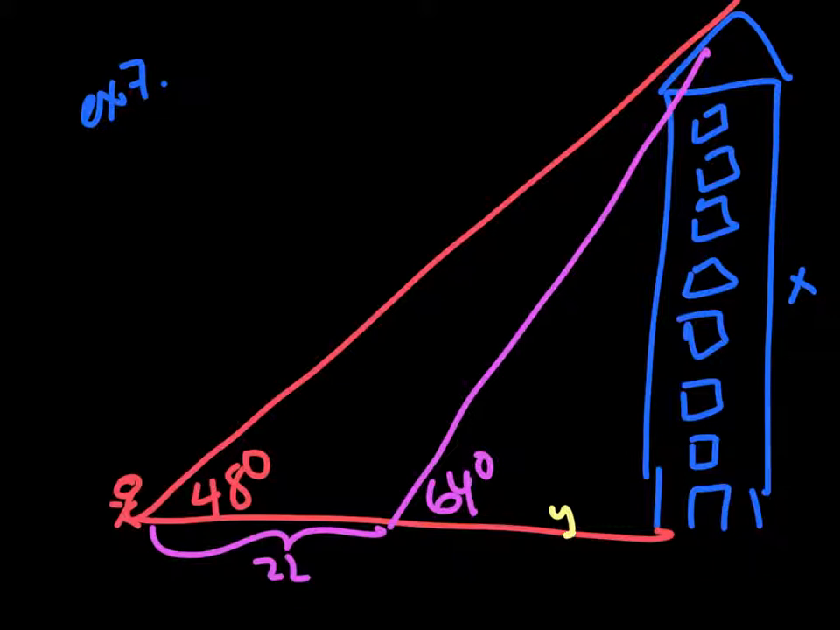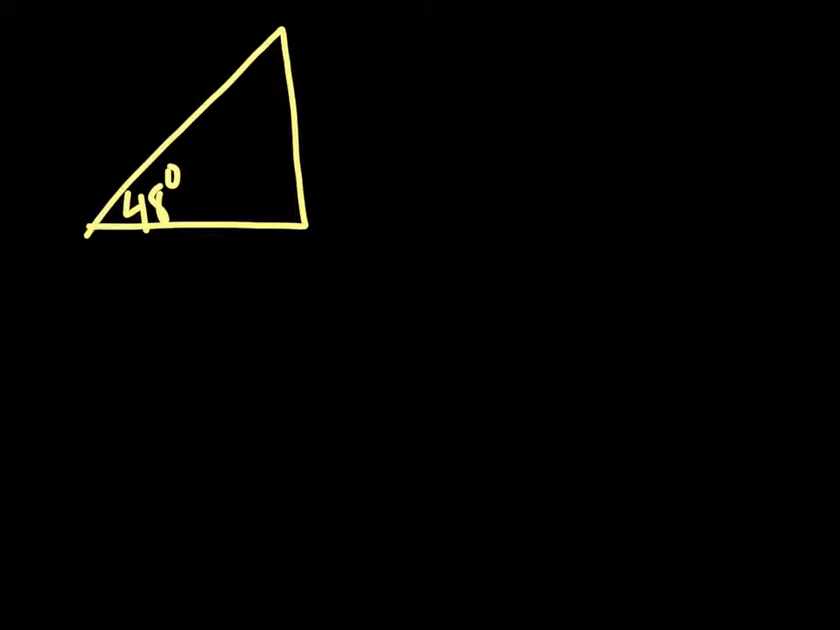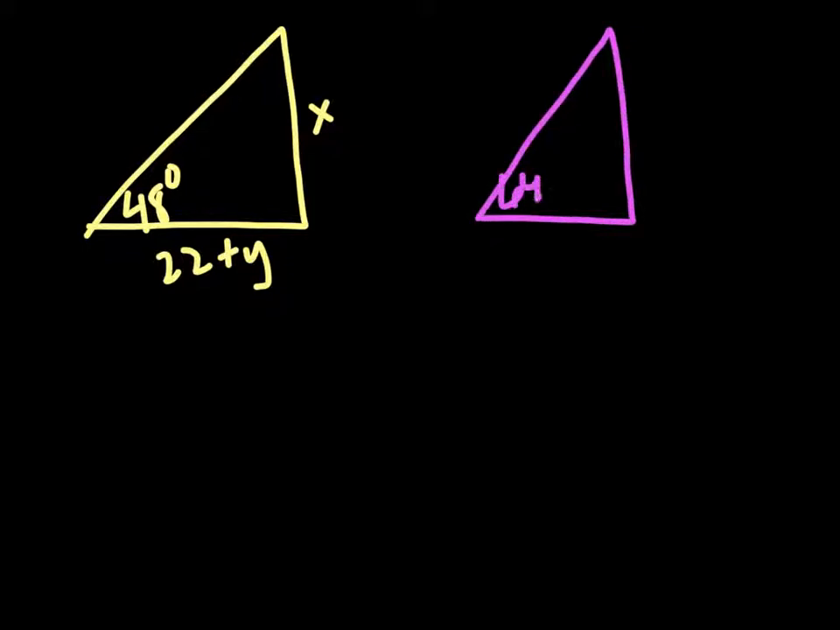On the next screen, because I can't fit this all in one screen, I'm going to write this as two separate triangles. I'm going to do the one with the 48 degree triangle, and then the one with the 64 degree triangle. If I separate these out into two triangles, I have 48 degrees down here, and I need my height. This length is 22 plus y. On the other triangle, that was 64 degrees and y, and my height was x.